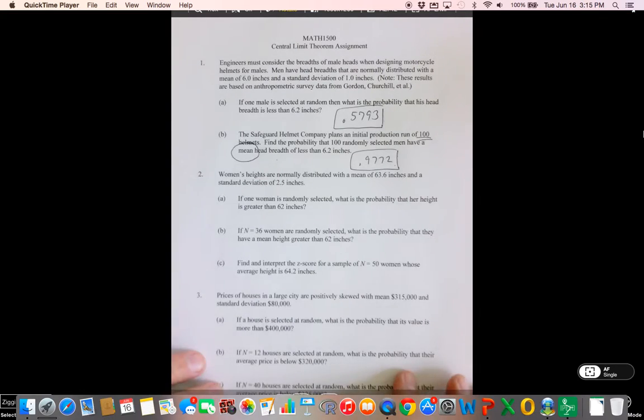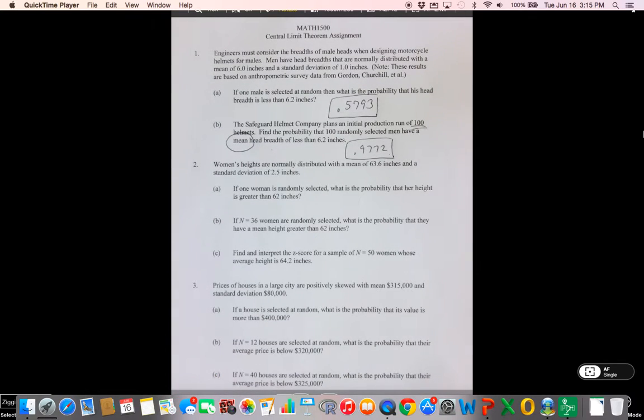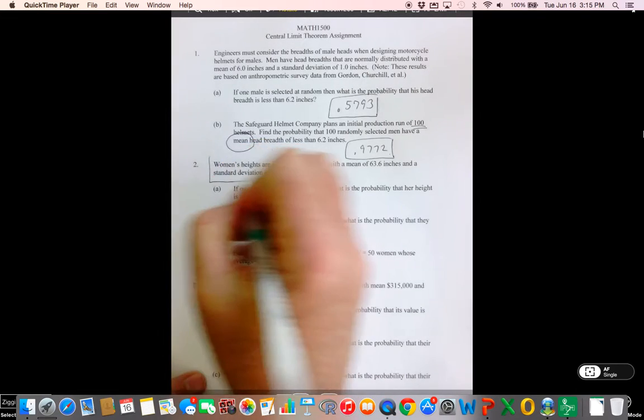All right, let's go on to number 2. Women's heights are normally distributed with a mean of 63.6 inches and a standard deviation of 2.5 inches. Guys, this is what?